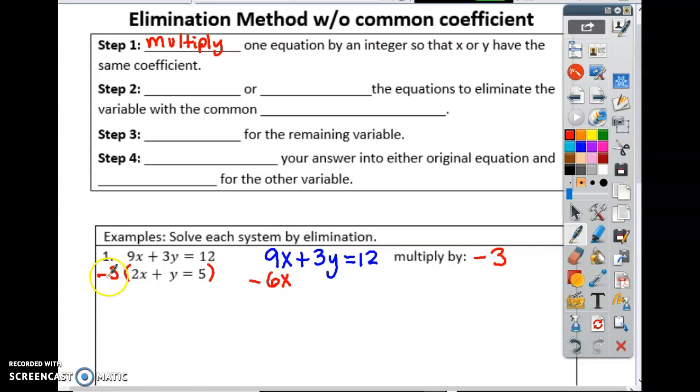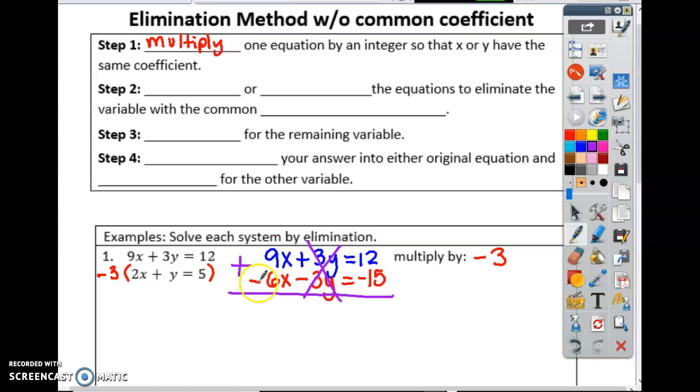What about negative 3 times y? Negative 3y equals. What about negative 3 times 5? Negative 15. Okay, so that's my new equation. If I add them, my y will cancel. Okay, elimination. Now it's good for elimination. So you have to add the rest of them.